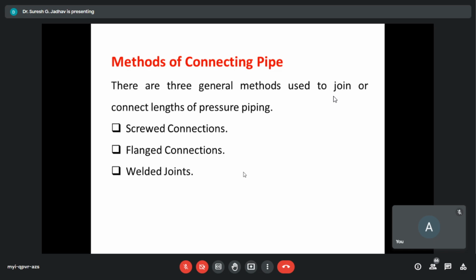The main disadvantage of using welded joints in piping is the necessity of obtaining a skilled welder. So this is the disadvantage of using welded connections or welded joints. We require skilled welders whenever a connection is to be made. This is the biggest disadvantage of using welded connections.